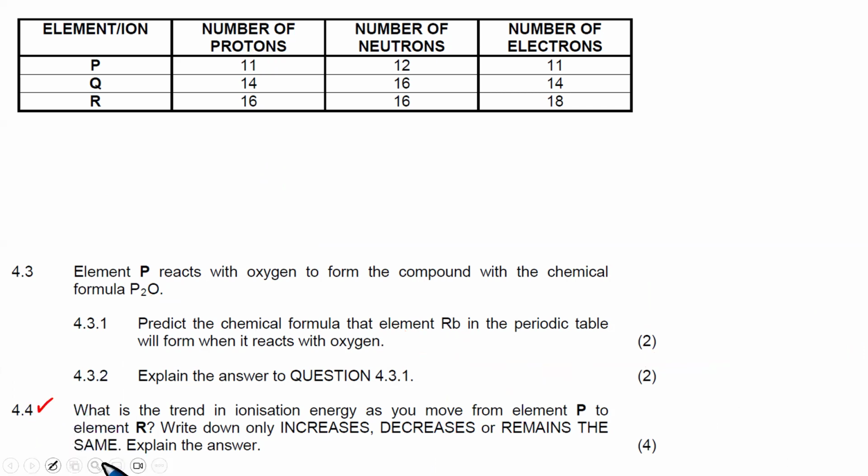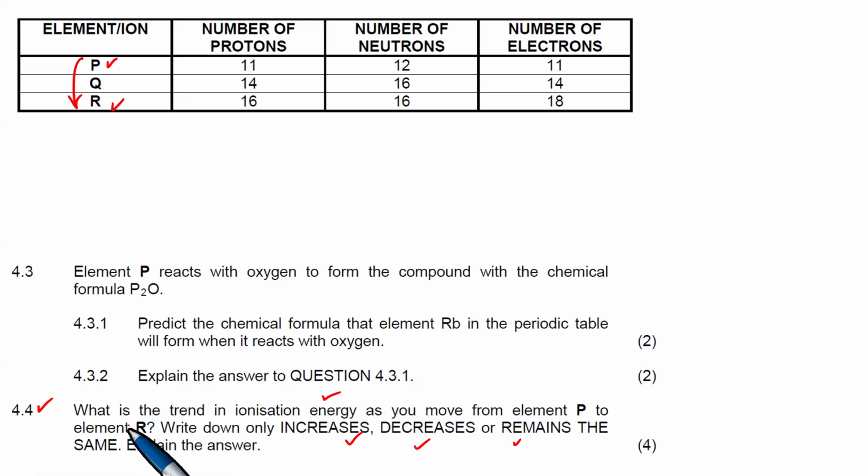Let's look at the next question. The next question is question 4.4. What is the trend in the ionization energy as you move from element P to element R? Write down only increases, decreases, or remains the same. Explain your answer. Now let's look at that one.